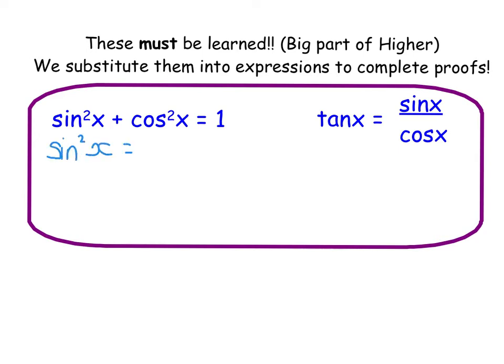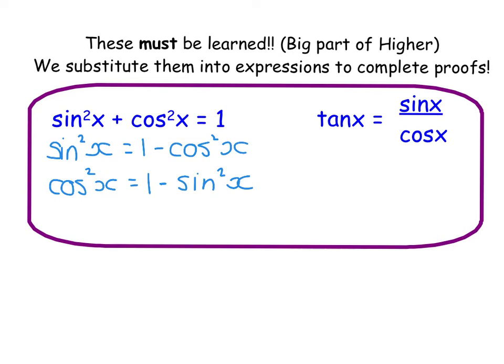So sine squared x would be moving the cos over, and that would give you 1 minus cos squared x. And similarly, we can do the same and get an expression for cos squared x. That would be moving the sine over, and that would be 1 minus sine squared x. Because sometimes you will see either the left-hand side or the right-hand side of these wee equations I've just made, and you've got to replace them.